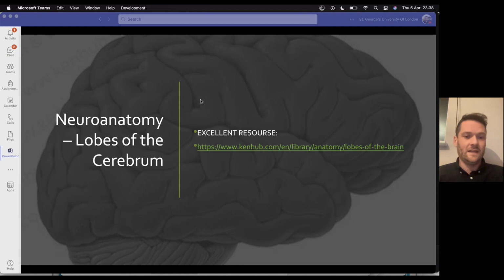But what I have included is the article from Kenhub about lobes of the cerebrum. If you have any single question about anything about the lobes of the cerebrum, I guarantee you will find it answered on this page. It has literally every single possible thing you could need. So if you're wondering, am I going too deep? Yeah, you will not need to know more than what is on this page. So I've left the link to it there.